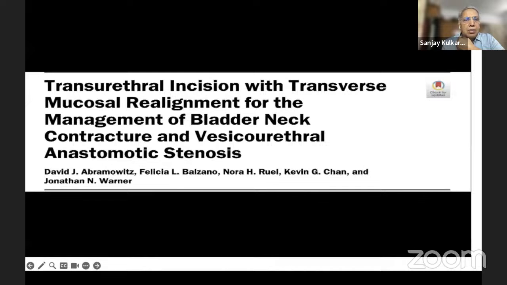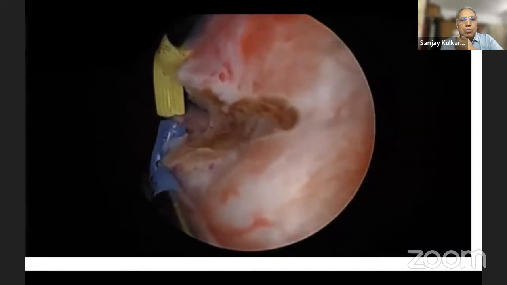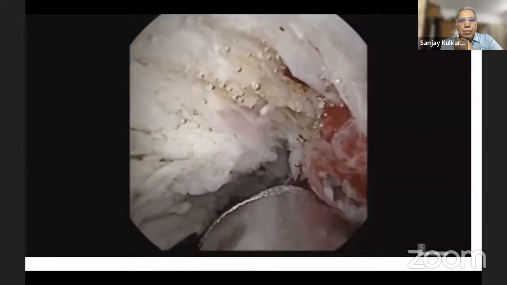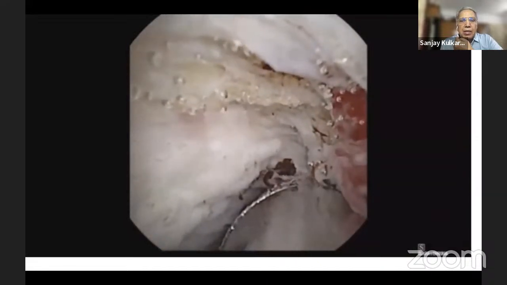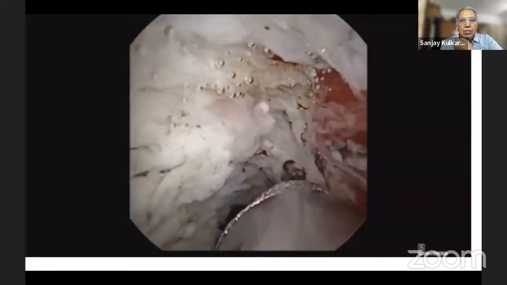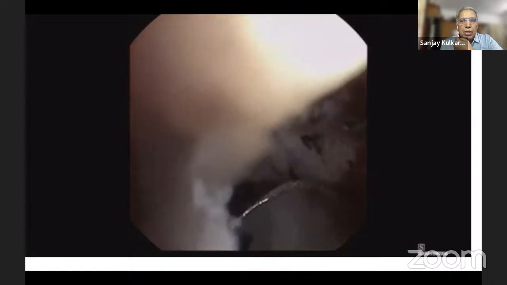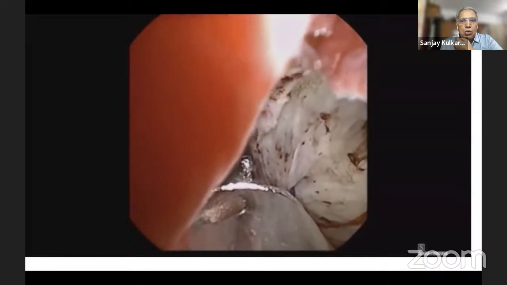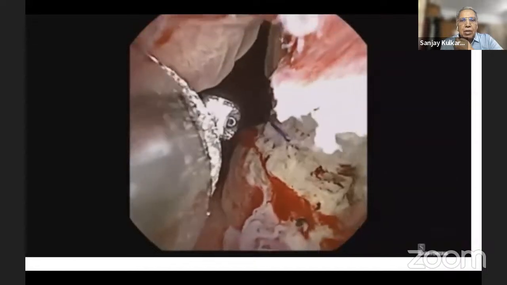Then I go to the last technique. And this is by Jonathan Warner, another friend of mine. He used a similar instrument, similar to what Mihir Desai used for endopyloplasty. So here he is making a lateral incision onto the bladder neck, which is stenosed. You can see the white fibers. And now with this special instrument, he's pulling the bladder mucosa, which is used by Mihir in endopyloplasty. And he is going to pull the bladder mucosa and suture it down to the incision distally.